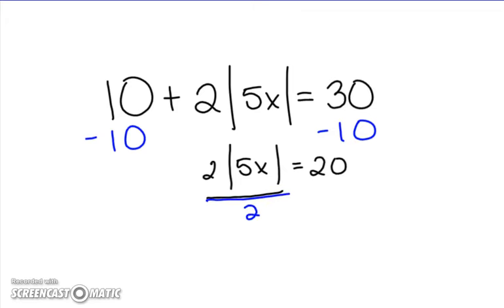Oopsie, I meant to make that a different color. That's going to cancel the 2 out in front of the absolute value. So I'll be left with the absolute value of 5x equals 10.